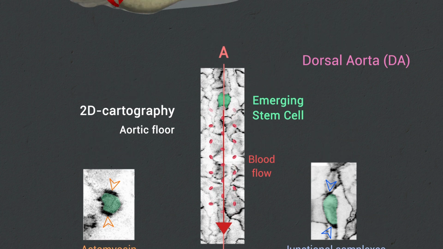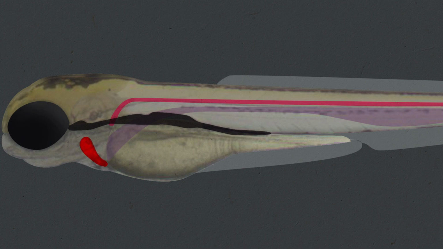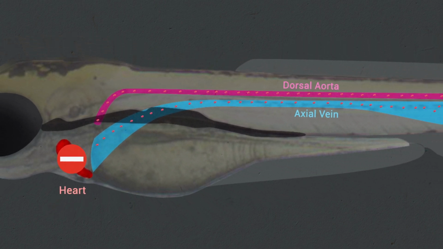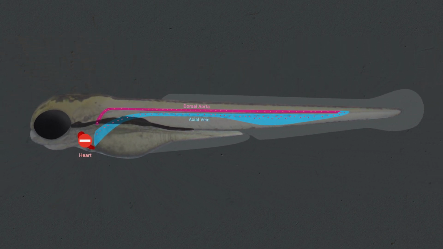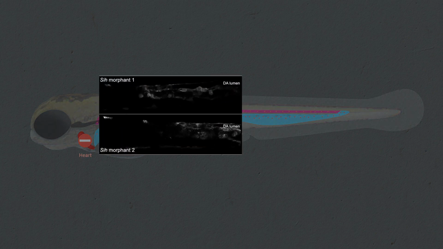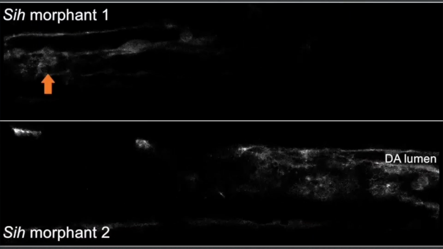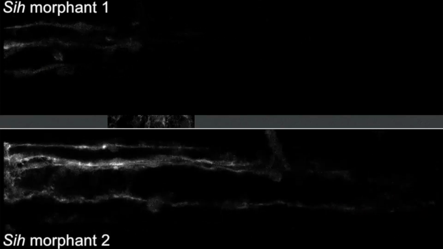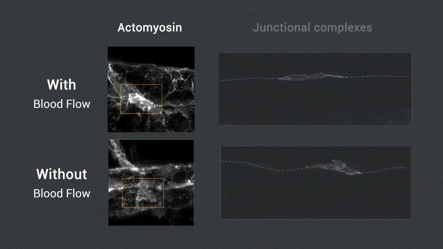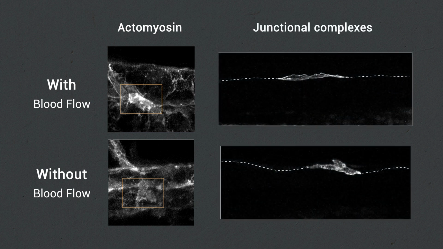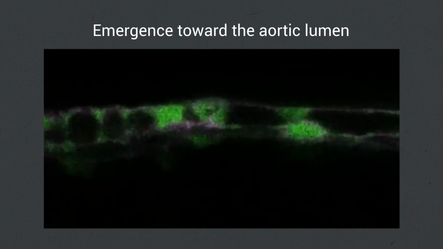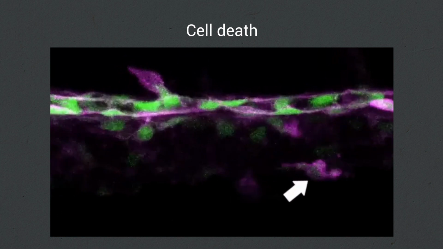We thus addressed the influence of blood flow on the morphodynamics of the endothelial to hematopoietic transition by abrogating heart beating. Remarkably, the zebrafish embryo can survive for several days without blood circulation. Surprisingly, without any blood flow, the ventral side of the aorta still contains cells capable of performing an emergence. However, actin did not assemble properly, and intercellular junctional complexes became disorganized. The stem cells also emerged in the wrong direction, and some of them died a few hours after the release.